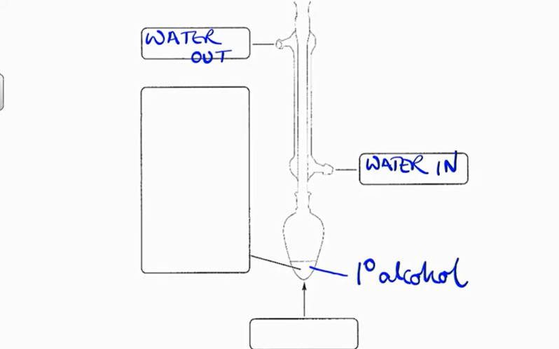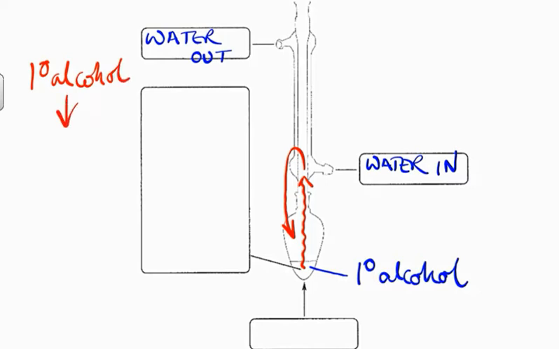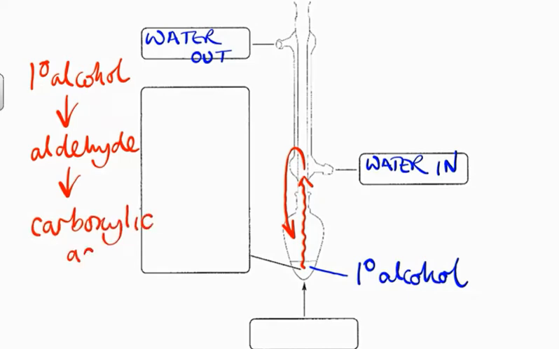In the first instance, you'll make an aldehyde which will try to escape, so it's going to evaporate, but it reaches the condenser, turns back into a liquid, and then falls back into the flask and continues to react. So your primary alcohol will in the first instance make an aldehyde, but you're not giving it chance to escape, so it will continue to react, make a carboxylic acid. So we'd leave that in there for a good 20 minutes, 30 minutes, and give the aldehyde chance to fully react and make a carboxylic acid.